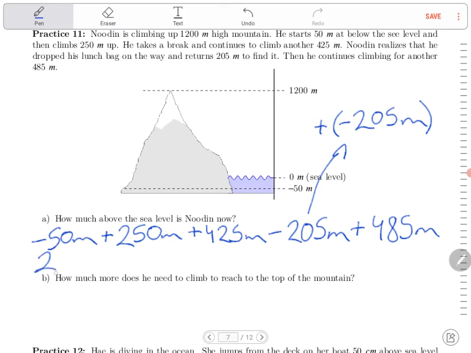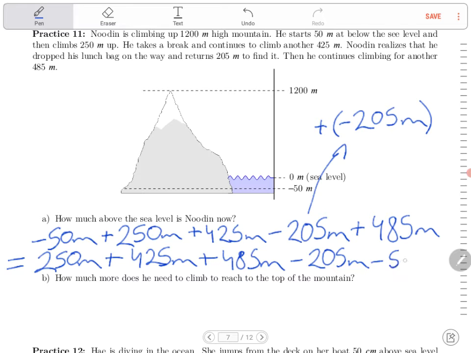So 250 meters plus 425 meters plus 485 meters. Then, let's do the subtractions, or the negative numbers. Minus 205 meters minus 50 meters. Okay, so we add together the positive numbers first and then the negative numbers.